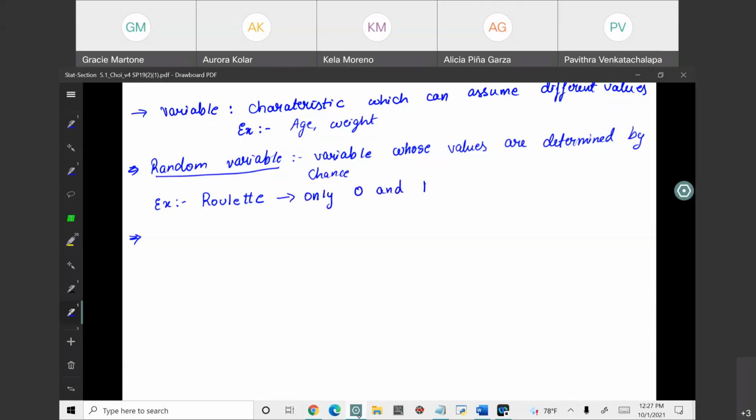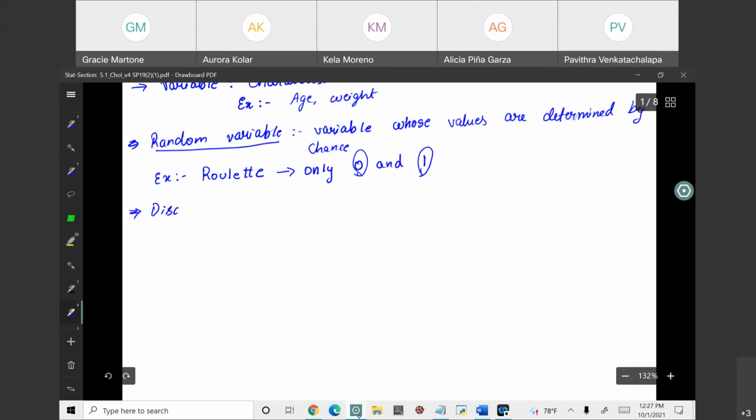It had only two values, which were 0 and 1. Now these two values are determined by chance: chance of winning, chance of losing. That is why we call it a random variable. We call it a Bernoulli random variable only because it has two unique values. If any variable has only these two values, not any decimals, only 0 or 1, then we call that variable a Bernoulli random variable.